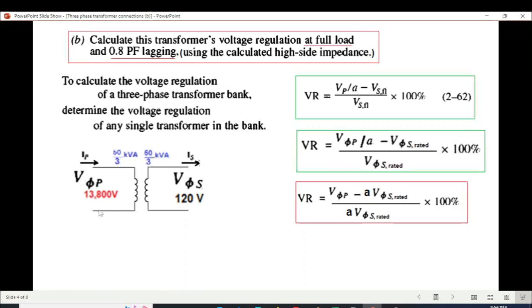Now, this is our single phase transformer, primary, secondary, and the powers. So first of all, we'll calculate the turn ratio because we have to use the turn ratio here. So the turn ratio is V primary divided by V secondary. So it will be 115.